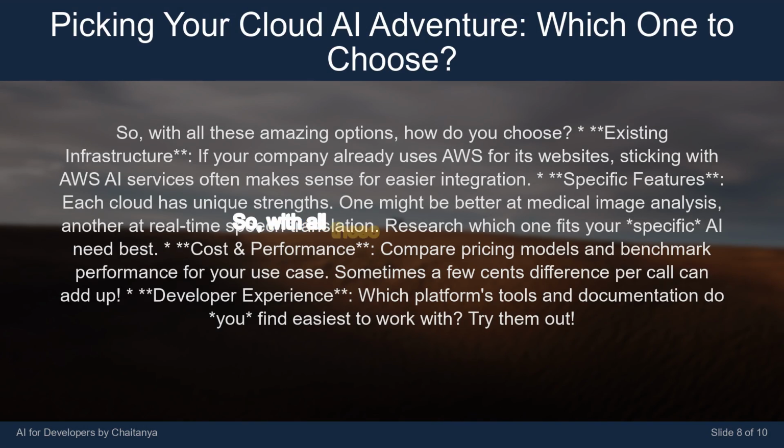So, with all these amazing options, how do you choose? Existing infrastructure: if your company already uses AWS for its websites, sticking with AWS services often makes sense for easier integration. Specific features: each cloud has unique strengths. One might be better at medical image analysis, another at real-time speech translation. Research which one fits your specific need best.